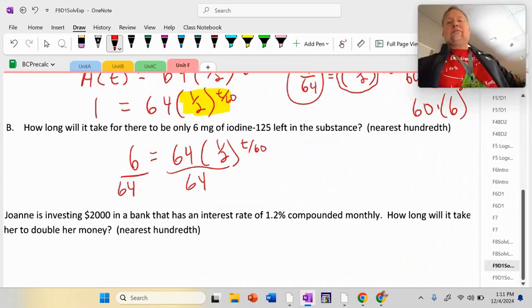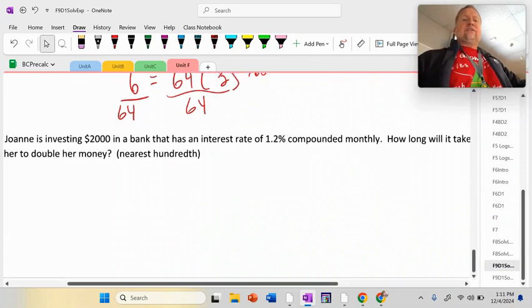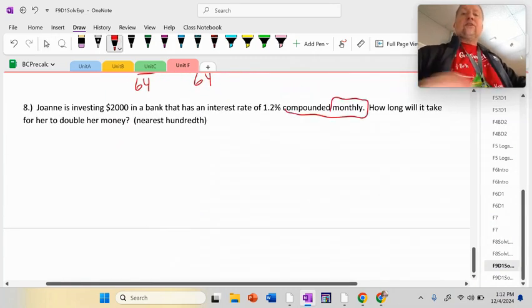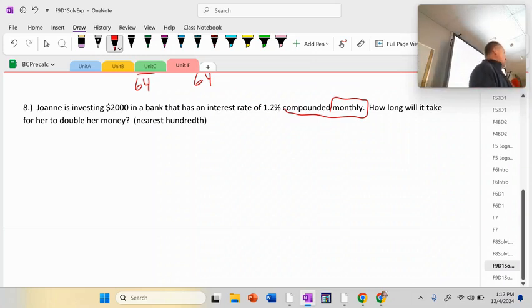6 doesn't go into 64, so this would require logarithms as well. It's the same setup, right? Can I move on? Okay, it's just 6 over 64 is the base now. Then the last one, compounded monthly. We're just trying to recall some old formulas that we did make you memorize. And that formula was this.